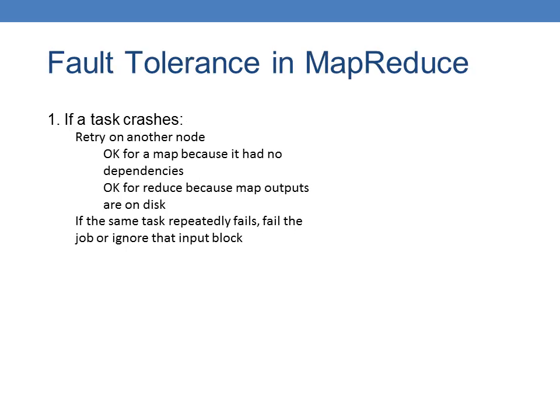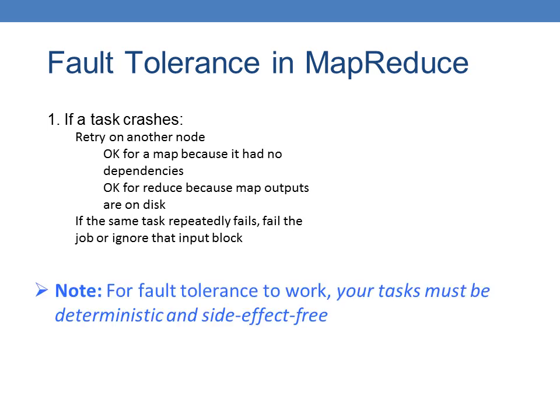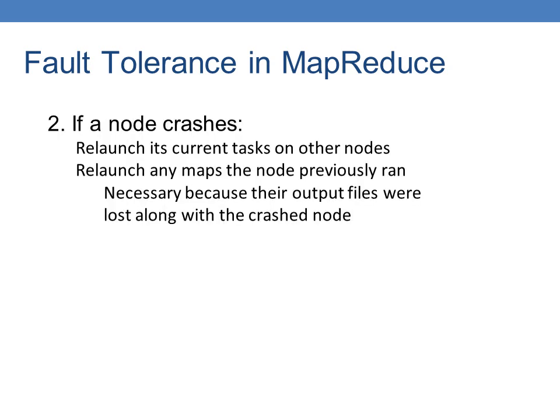Fault tolerance in MapReduce. If a task crashes, retry on another node. This is okay for map because it has no dependencies, and okay for reduce because map output is on disk. If the same task repeatedly fails, fail the job or ignore that input block. For fault tolerance to work, your tasks must be deterministic and side effect free.